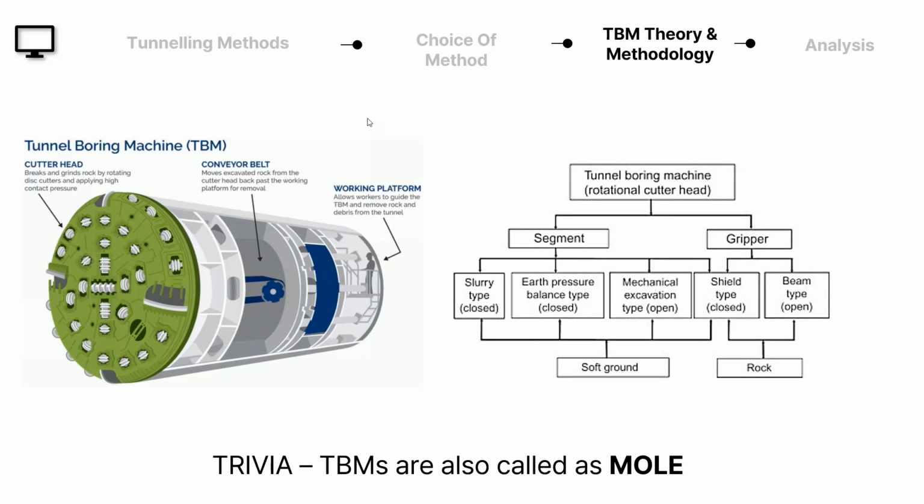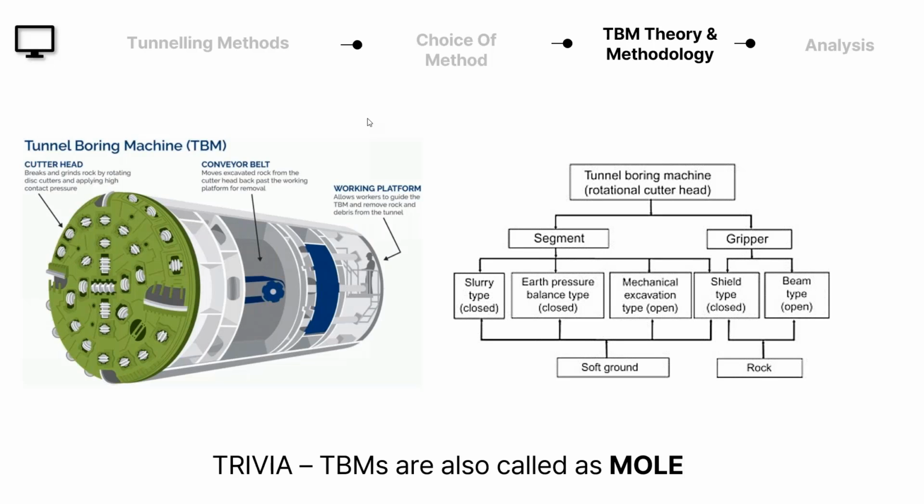So in terms of types of TBM, based on the rotational cutter head, they are divided into two types, segment and gripper. Gripper is mostly for rocks, segment is for soft soils or normal soil-rock mix. In segment you have either the slurry type or the earth pressure balance type. The shield and mechanical also fall under the segment type. In gripper type, you will either have a beam type, that is open type, or a closed shield type. Now, the beam type cannot be used in soft ground.